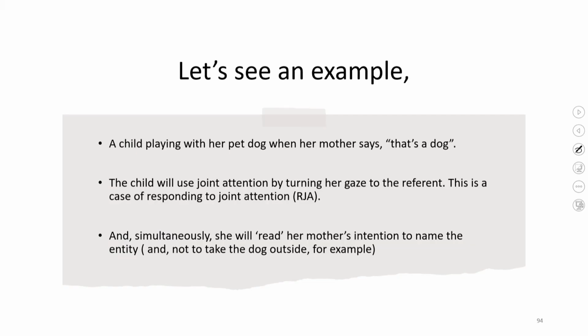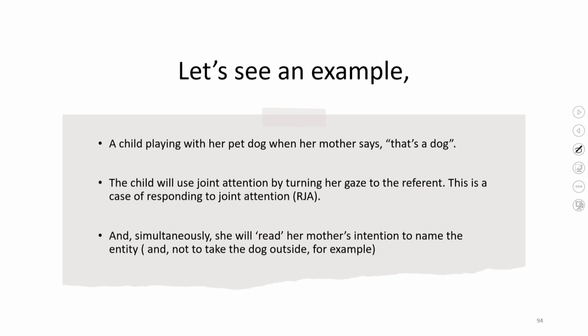Now, let us see some examples. So, a child playing with her pet dog, when the mother says that is a dog. The child will not need any other kind of a constraint, but they will actually use joint attention by turning her gaze to the referent, because when the mother says it is a dog, mother probably is looking at the dog. So, the child will also follow the mother's gaze and look at the dog, and this is how they will be responding to joint attention and thereby mapping the word on the referent immediately.